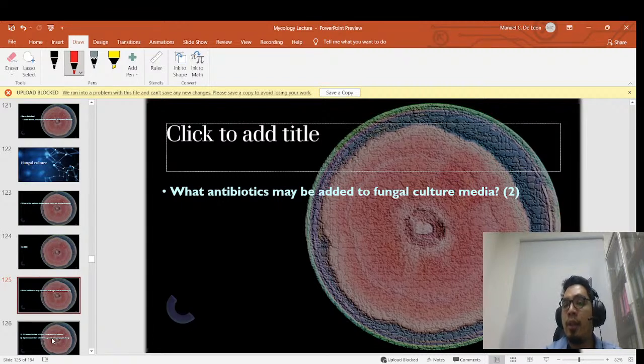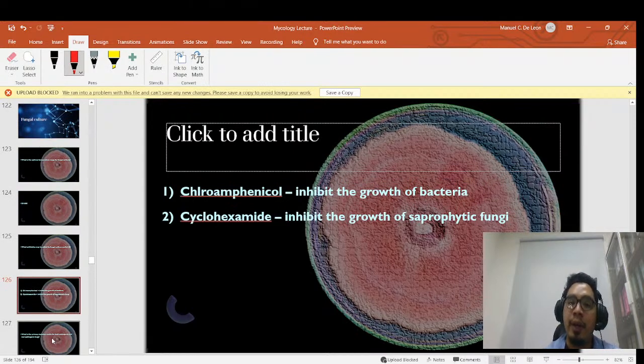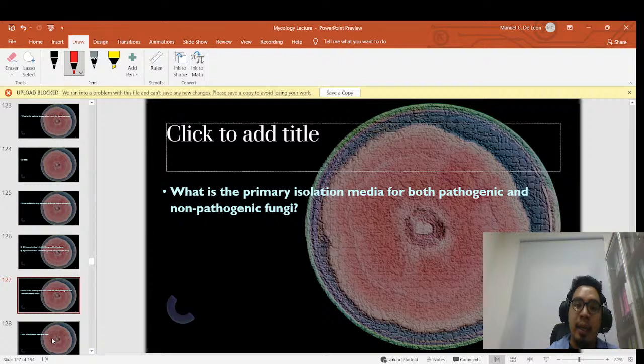We also want to prevent the growth of saprophytic fungi in our fungal culture media for us to better differentiate between pathologic samples. So we need chloramphenicol to inhibit the growth of bacteria, and cycloheximide for saprophytic fungi. This is the primary isolation media for pathogenic and non-pathogenic fungi.